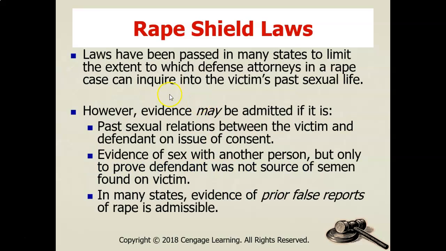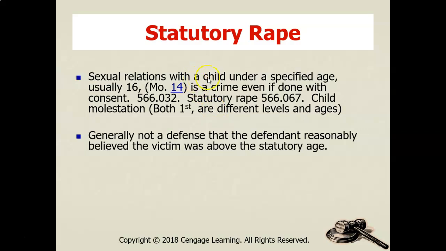Laws have been passed in many states to limit the extent of such evidence. However, evidence may be admitted of past sexual relations between the victim and the defendant on the issue of consent. So if that suspect and victim have had a relationship in the past, that may be entered in certain situations. Evidence of sex with another person, but only to prove the defendant was not the source of semen found on the victim. And then evidence of prior false reports. If the victim has filed false reports in the past, that may get brought into that case. So statutory rape, sexual relations with a child under a specific age, usually 16, in Missouri it's 14, is a crime even if done with consent.